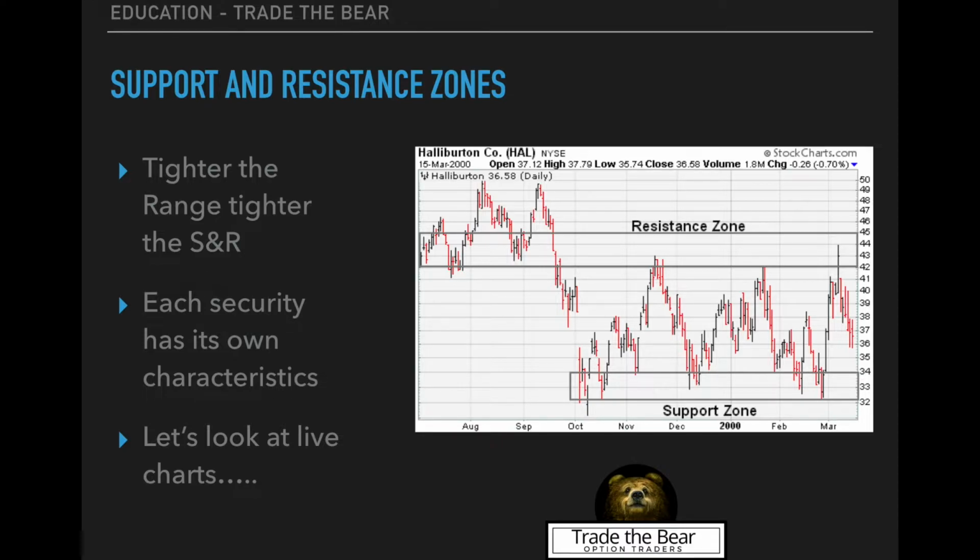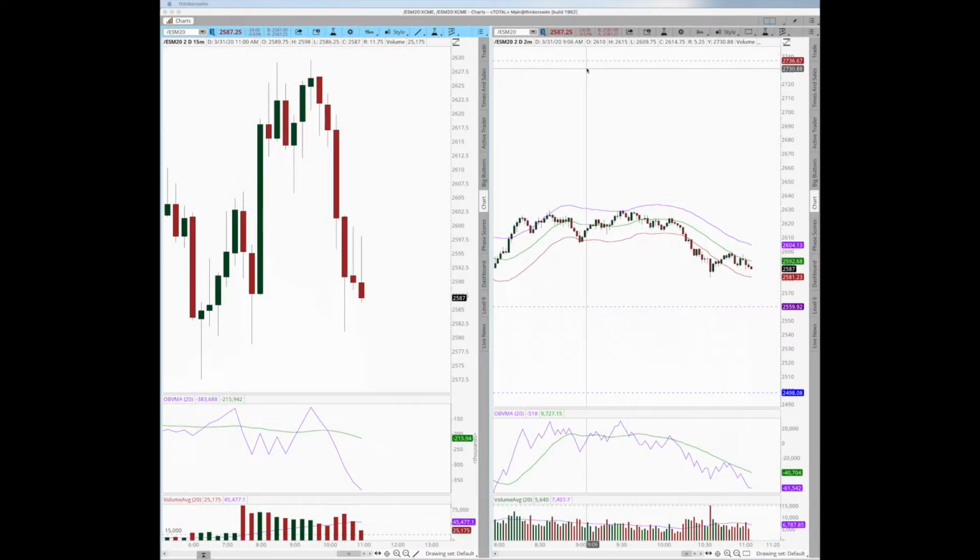And so I like to draw red resistance and green support. Each security has its own characteristics too. That's why it's important that we take time to know the securities that we're trading. And you'll find this happening in Trade the Bear. We have very specific ETFs that we like to trade, and we look for opportunities to take those trades when they present themselves. So now let's take a look at the live charts and how we might use support and resistance in our everyday trading.